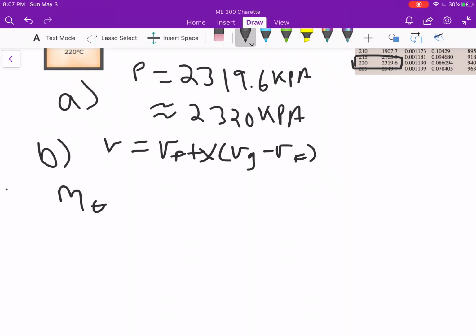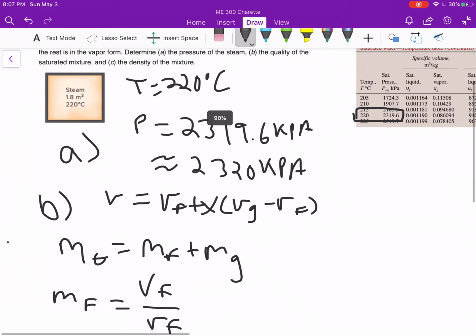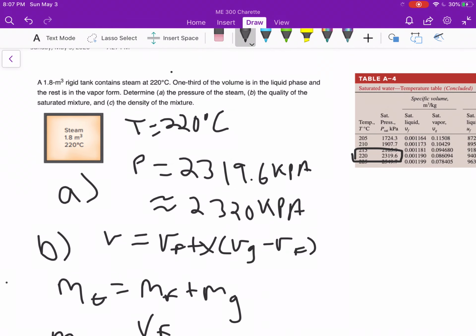Now our total mass is going to equal mass of the liquid plus the mass of the gas. First, we're going to calculate the mass of the saturated liquid. That's going to equal the total volume of the saturated liquid divided by the specific volume of the saturated liquid. Now we can calculate what the total volume of the saturated liquid is because in our problem statement, 1/3 of the volume is in the liquid phase. And we know that the volume of the rigid tank is 1.8 meters cubed.